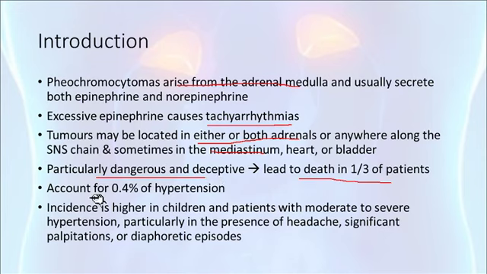Particularly dangerous and deceptive is the condition of pheochromocytoma, and it leads to death in approximately 1/3 of patients, and accounts for 0.4% of hypertension. The incidence of pheochromocytoma is higher in children and patients with moderate to severe hypertension, particularly those who present with hypertension in the presence of a headache, significant palpitations, and excessive sweating or diaphoresis.